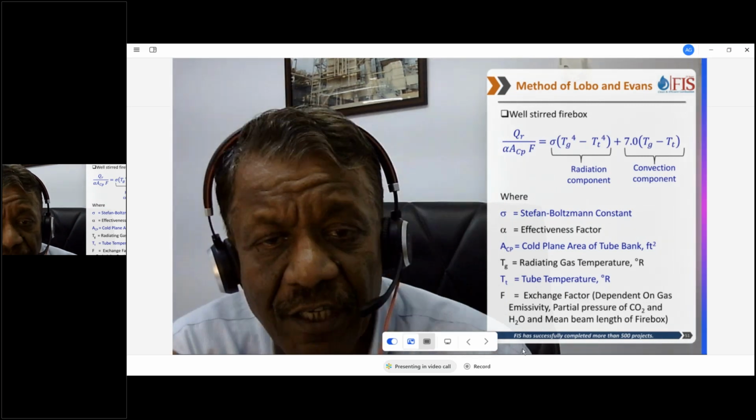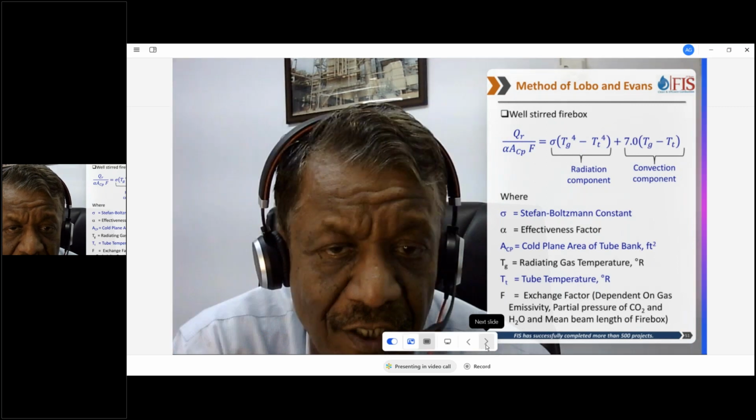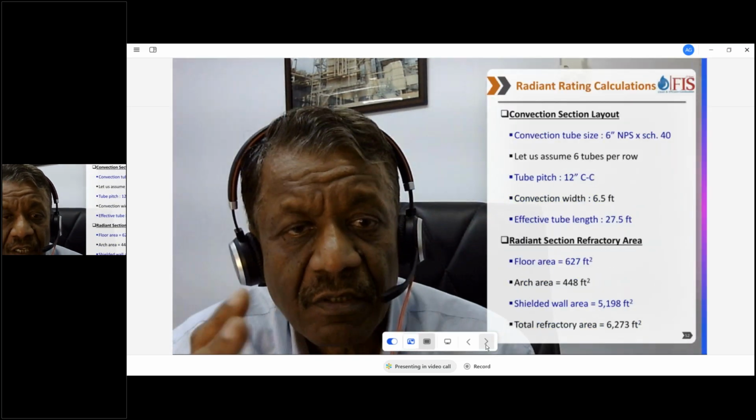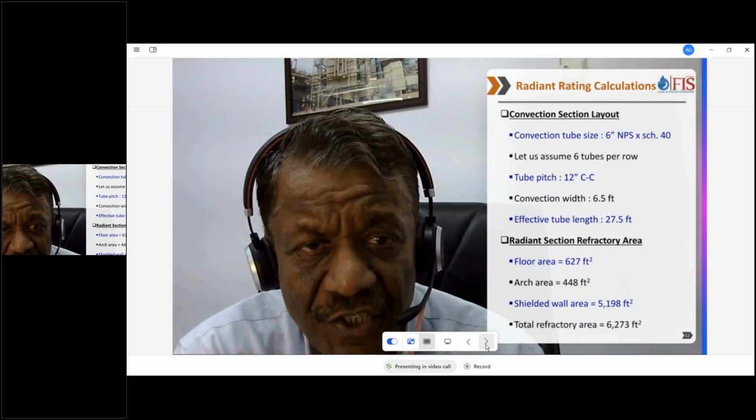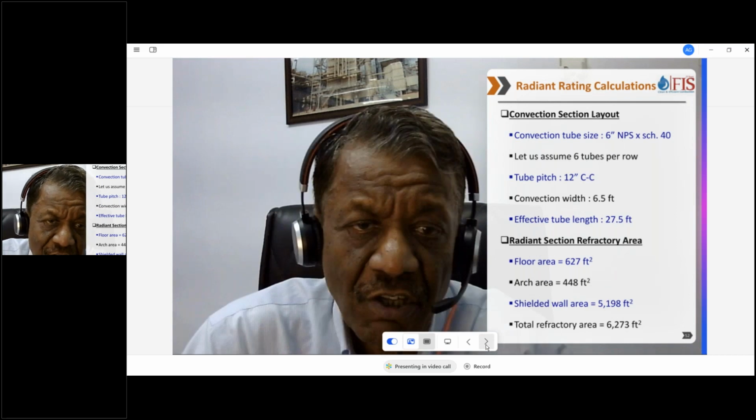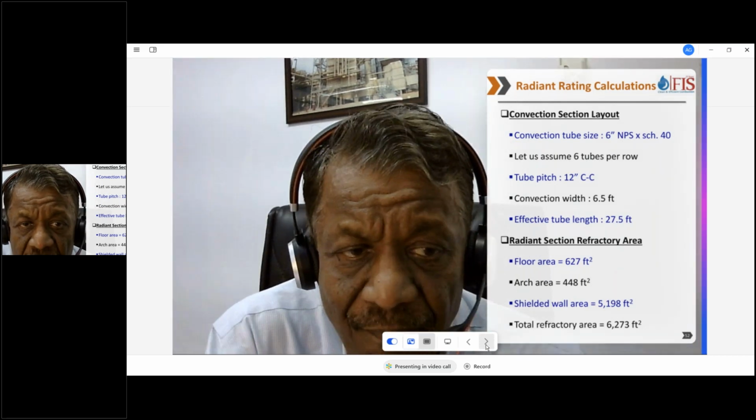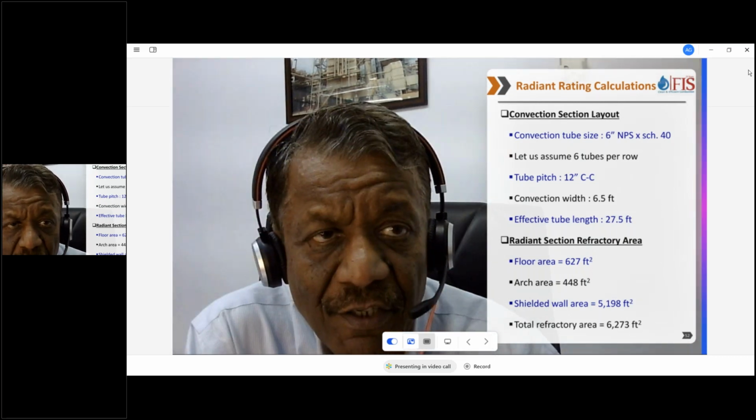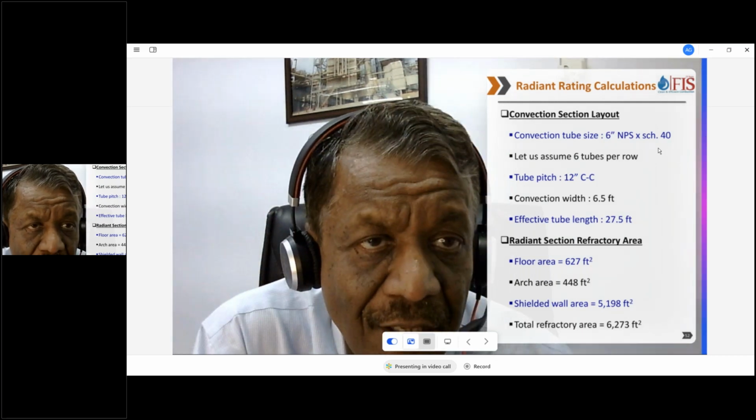And if you have any question, please send it to us, and we will be more than happy to come back. So we will start with this convection section, radiant section. We will do all these calculations in detail the next time. So let me know if you have any questions. I'm more than happy to answer these questions.